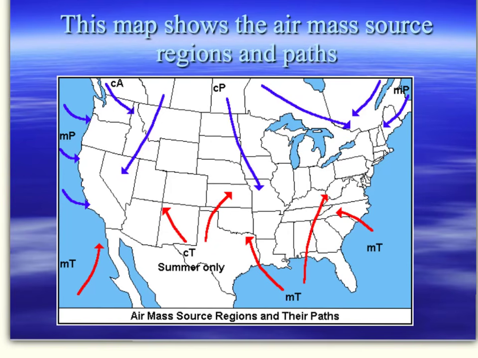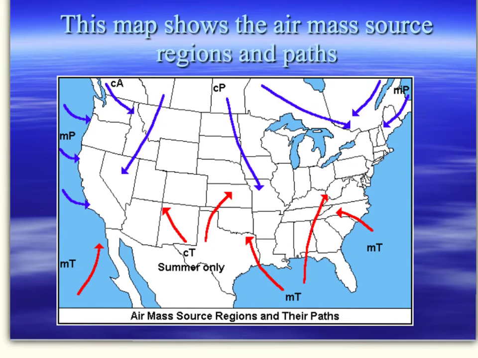Here is a picture of the air masses, where they originate, and the typical paths that they go in. So our maritime air is over our ocean, and polar from the colder parts of our ocean usually goes this way. Maritime tropical is warm, and it comes from the warmer locations.